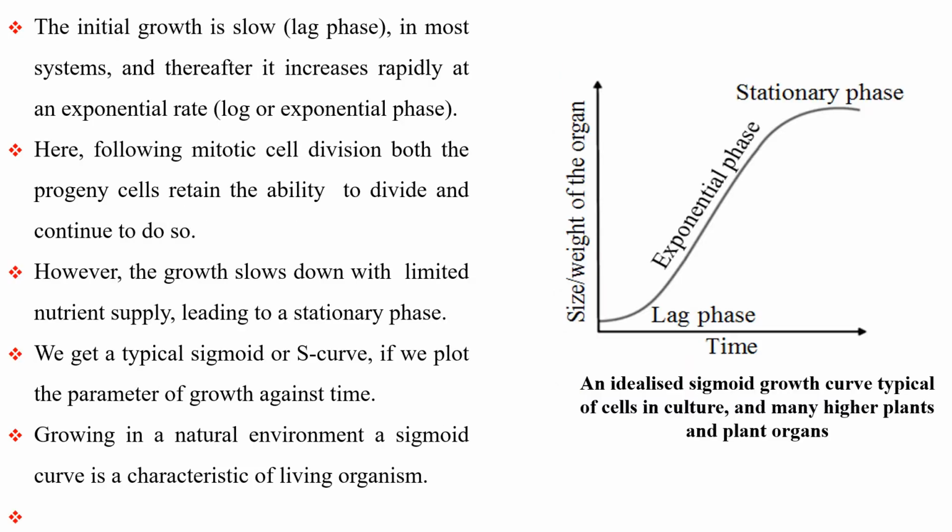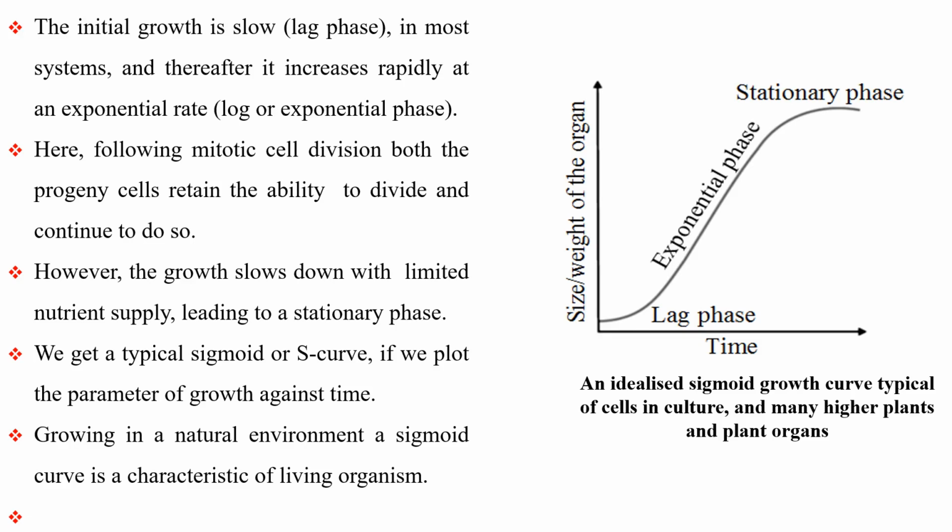The initial growth is slow in most systems and thereafter it increases rapidly at an exponential rate. Here, following mitotic cell division, both the progeny cells retain the ability to divide and continue to do so. However, the growth slows down with limited nutrient supply, leading to a stationary phase. We get a typical sigmoid or S-curve if we plot the parameter of growth against time.